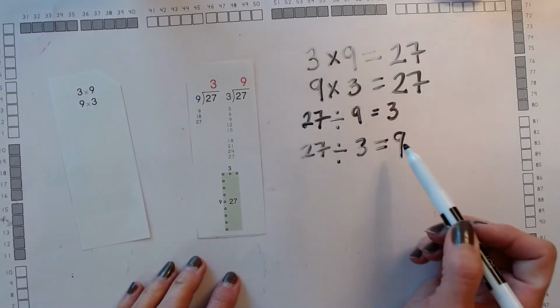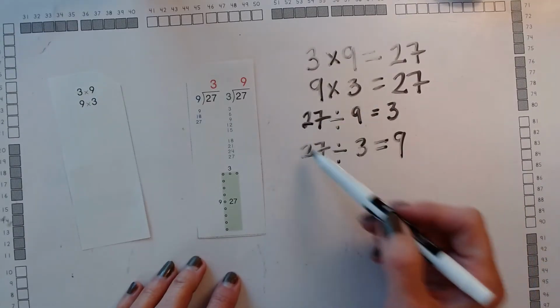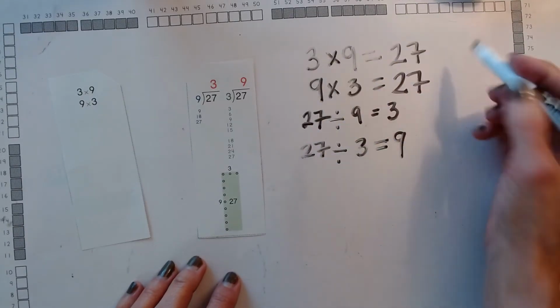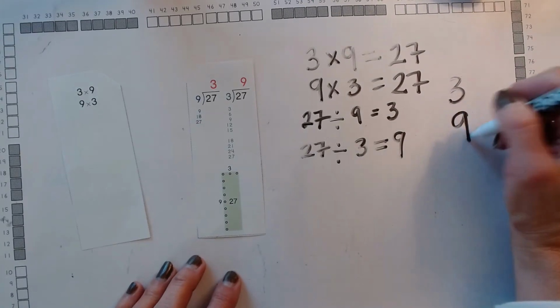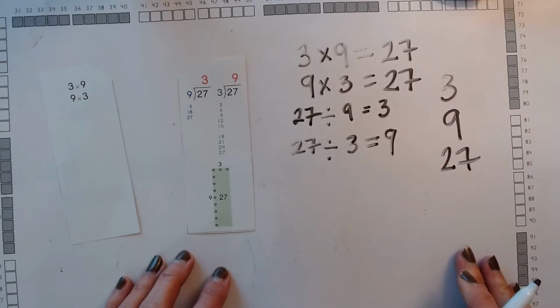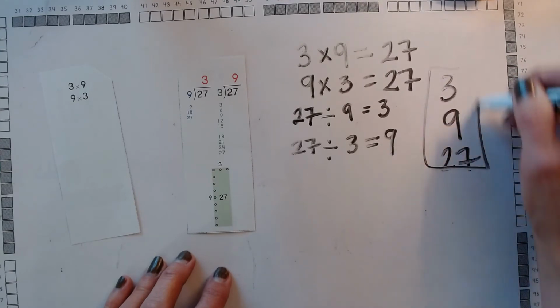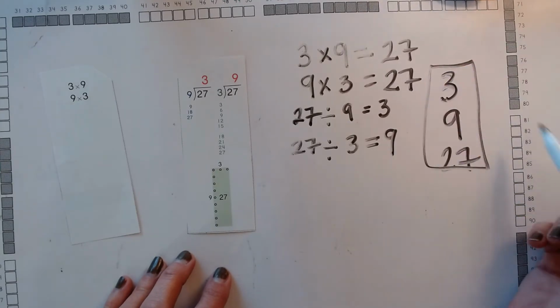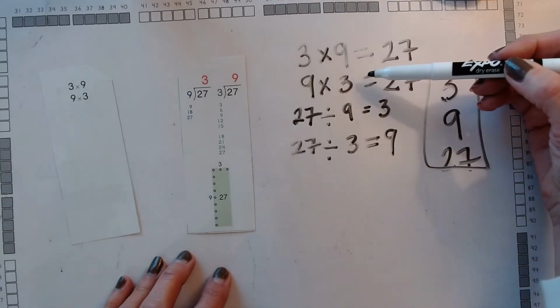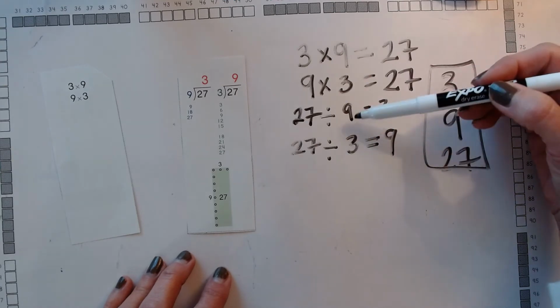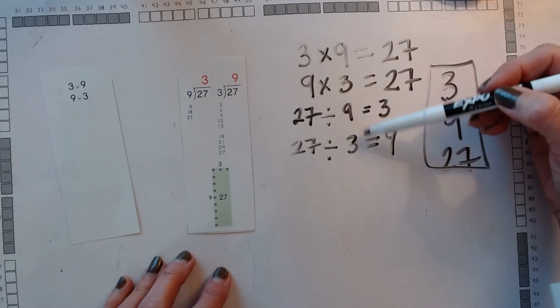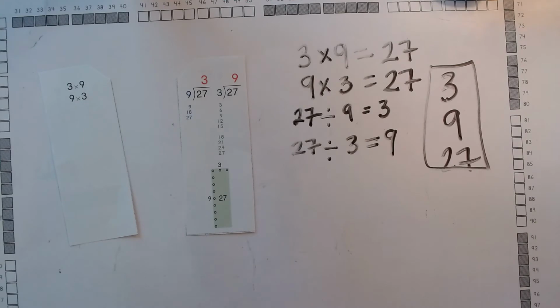All these numbers are the same, right? I didn't add any different numbers. I only have a 3, a 9, and a 27. That makes up my fact family. I can do it for multiplication, or I can take my total, my big number, and create division problems.